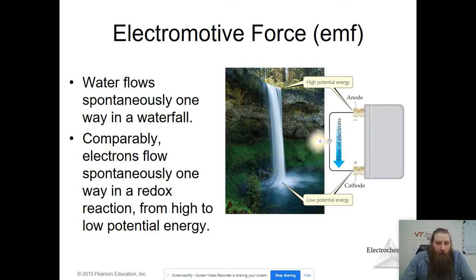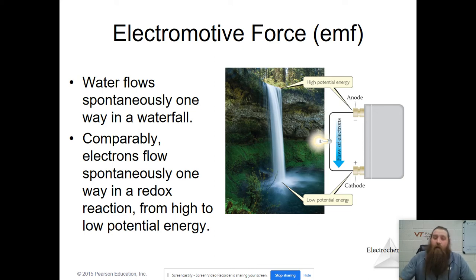Now, a half cell is great and all that setup is good, but we have to be able to quantify the capabilities of a cell. And in order to do that, we talk about something called EMF, which is the electromotive force. This is comparable to basically a waterfall, right? So electrons are going to flow spontaneously from high potential to low potential. And an anode has higher potential energy than a cathode. So the electrons, you don't have to do anything. The electrons just leave the anode and flow to the cathode.